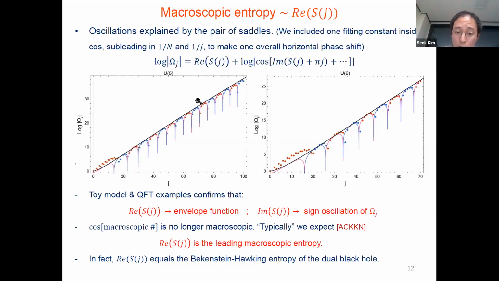But anyway, for the same reason, this small oscillation given by the log is actually small. The basic reason is that Sj is a macroscopic number. So this is macroscopic. The imaginary part is macroscopic, but the cosine of a macroscopic number is no longer macroscopic, so it typically gives a small result. Okay? So we should expect that the real part of this complex entropy function gives us the dominant contribution of the entropy, if we can ignore this small fluctuation.